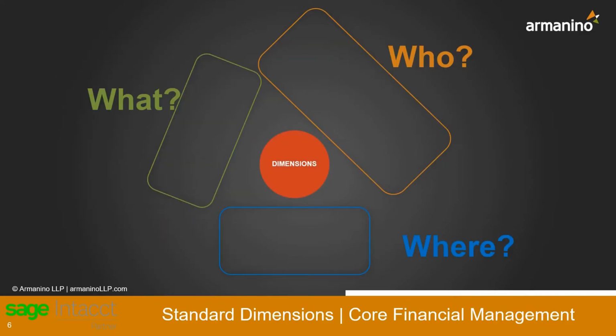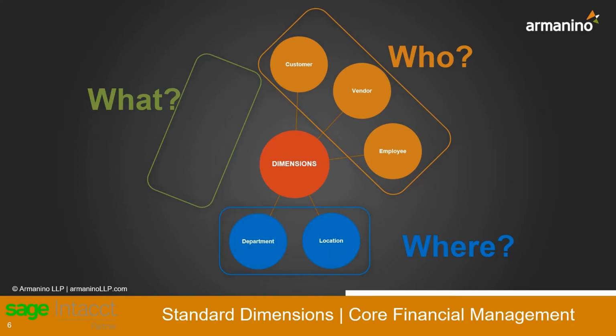So what are the standard dimensions that come with the core financial management solution? So in the Who box there, we've got customer, vendor, and employee. In the Where, we've got location and department. And in the What, we've got class and item.